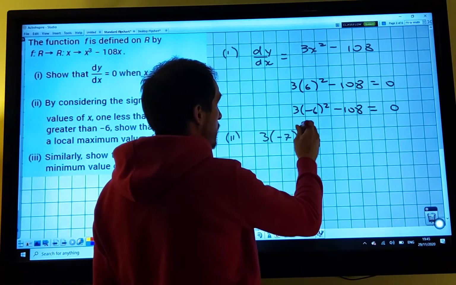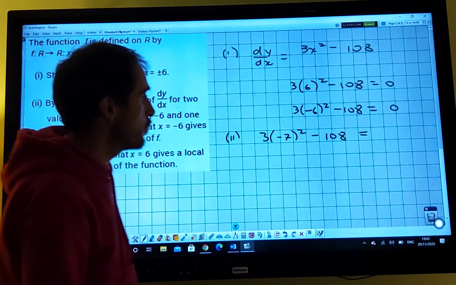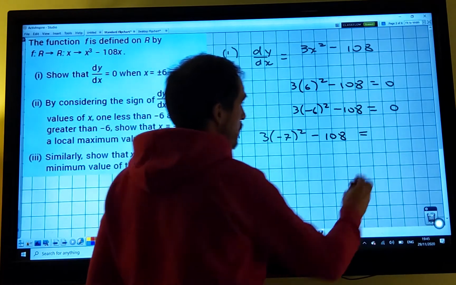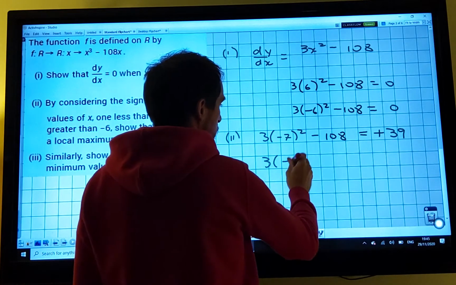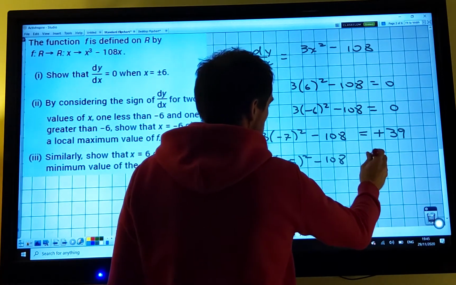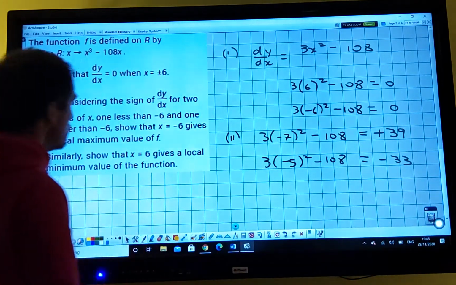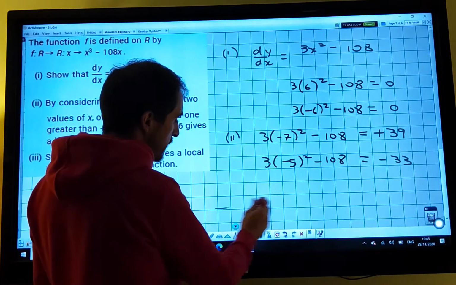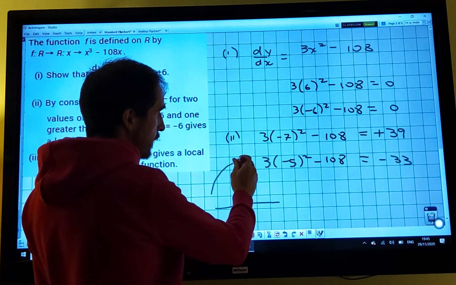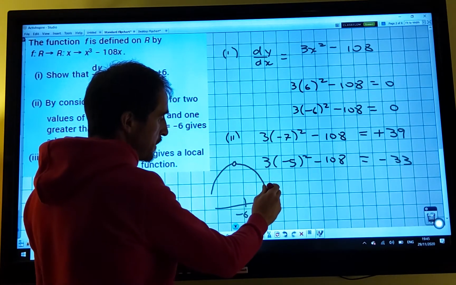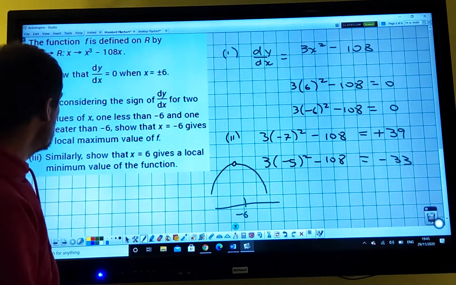3 times minus 7 squared minus 108, and that's going to be equal to 3 times 49, which is 147, minus 108, which is 39. And the sign is important, it's plus. And then if I did 3 times minus 5 squared minus 108, that's equal to minus 33. So as it approaches minus 6, the slope is positive, hits minus 6 where it's 0, and then comes down. So look at the shape, positive then negative slope, so it has to be the maximum point.